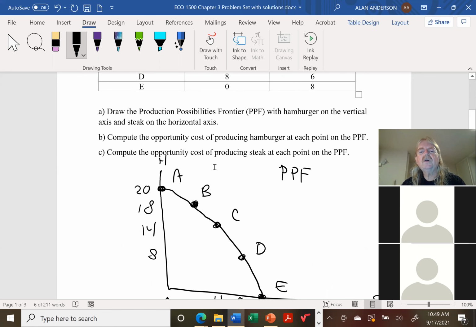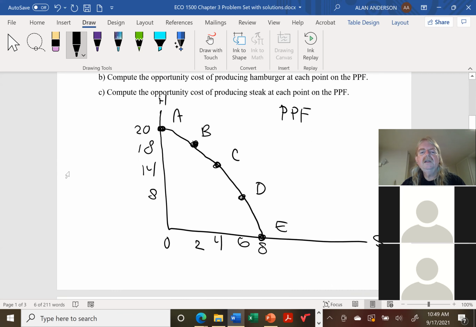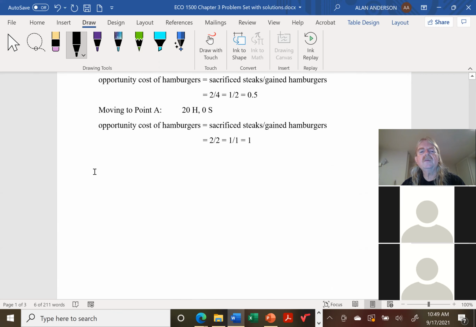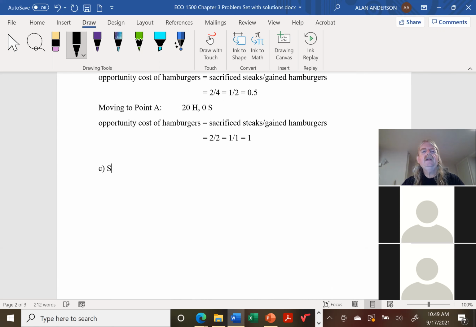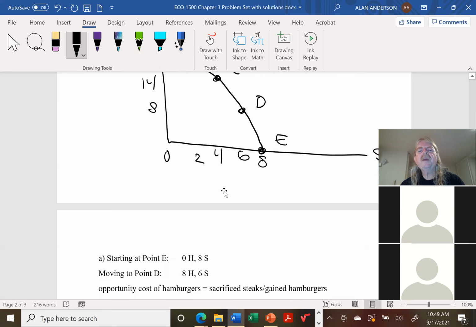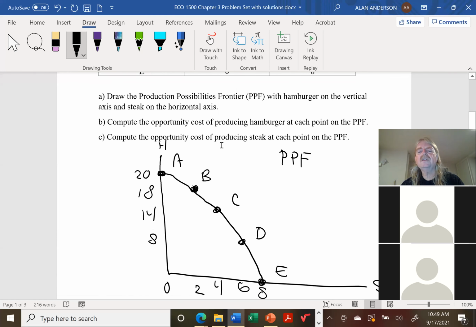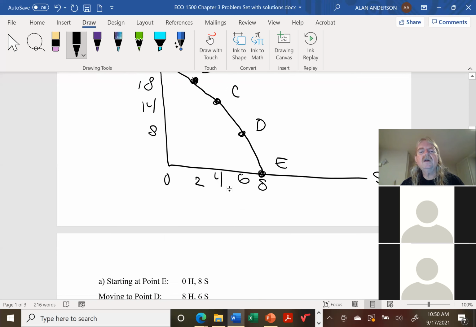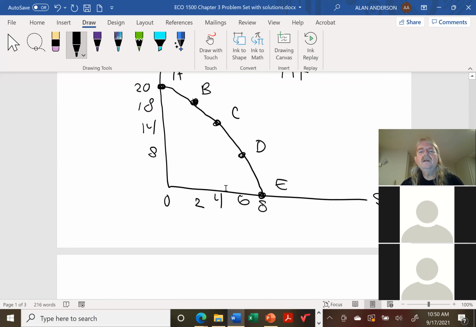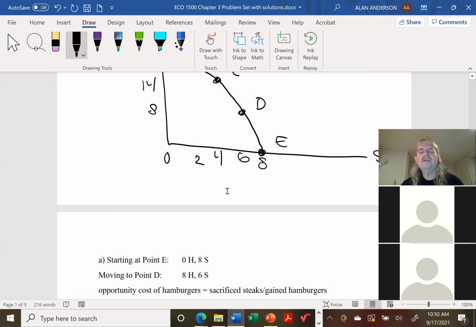We want the opportunity cost of producing steak. All right, so we're going to start in the upper left-hand corner. We start at point A. We're going in the opposite direction, because now what we're trying to do is see what happens as we make more steak and less hamburgers. The opportunity cost of steak requires us to know how much steak we're gaining and how much hamburger we're losing. So we have to go in the opposite direction from the upper left-hand corner to the bottom right. So start at A, and at A, we have 20 hamburgers and no steaks.